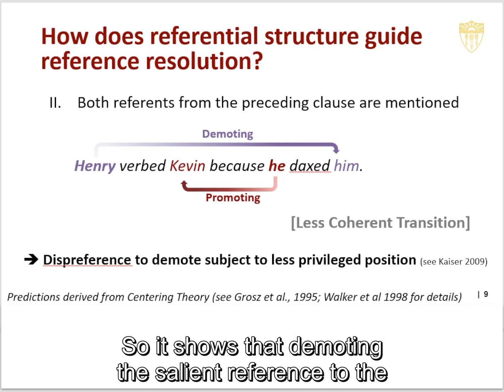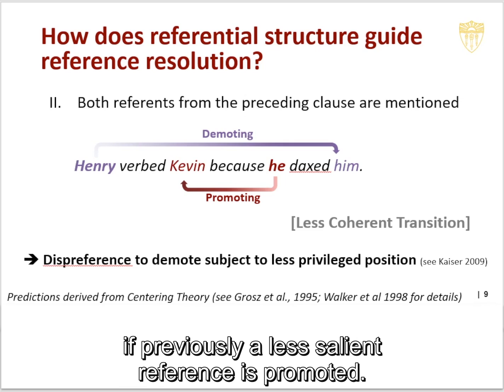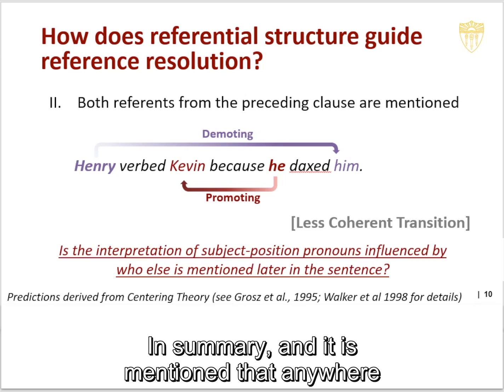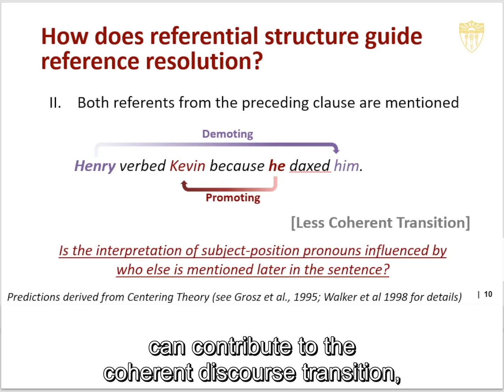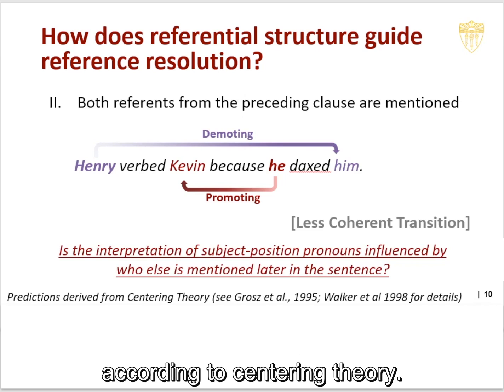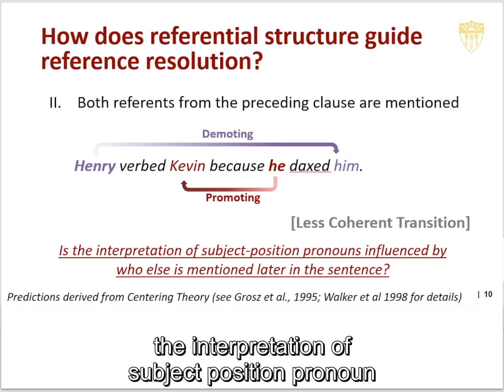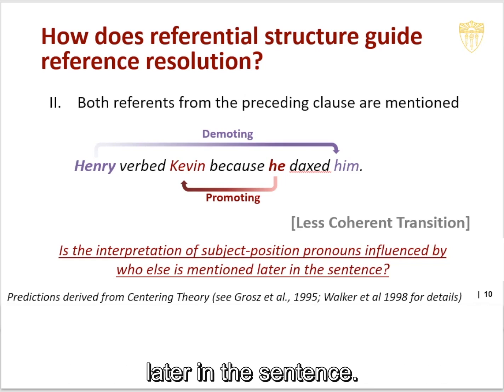So it shows that demoting the salient referent to the less privileged position is dispreferred if previously a less salient referent is promoted. In summary, entities mentioned anywhere in the sentence can contribute to a coherent discourse transition according to centering theory. Building on this idea, this study will investigate whether the interpretation of subject position pronoun is influenced by who else is mentioned later in the sentence.